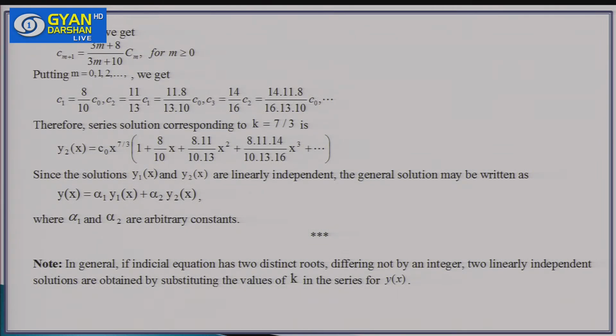C0 cannot be 0 for the Frobenius method. For the solution at an ordinary point, there is no such condition. Okay, and if you put another value of k, you will get another solution, and ultimately if you take the linear combination, you will get the final solution. So this is the case we have just discussed. This is the case for Frobenius, where the roots of the indicial equation are distinct, but their difference is not an integer.